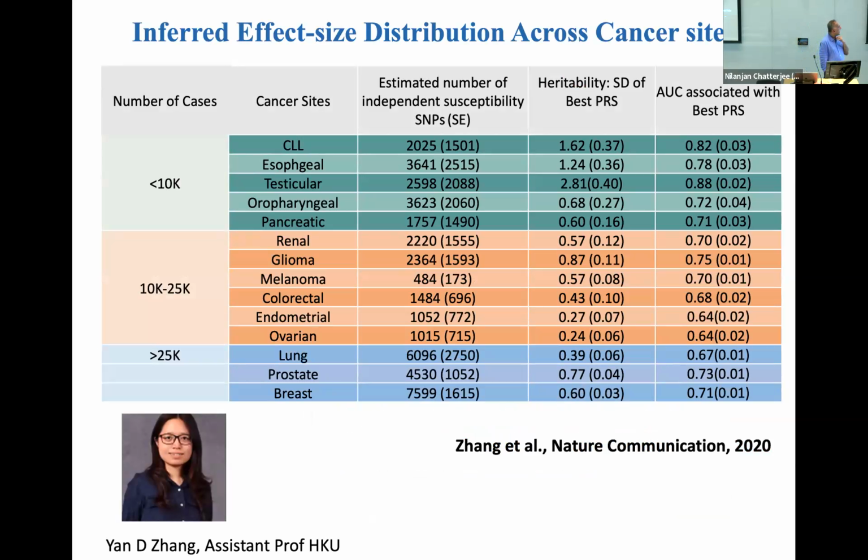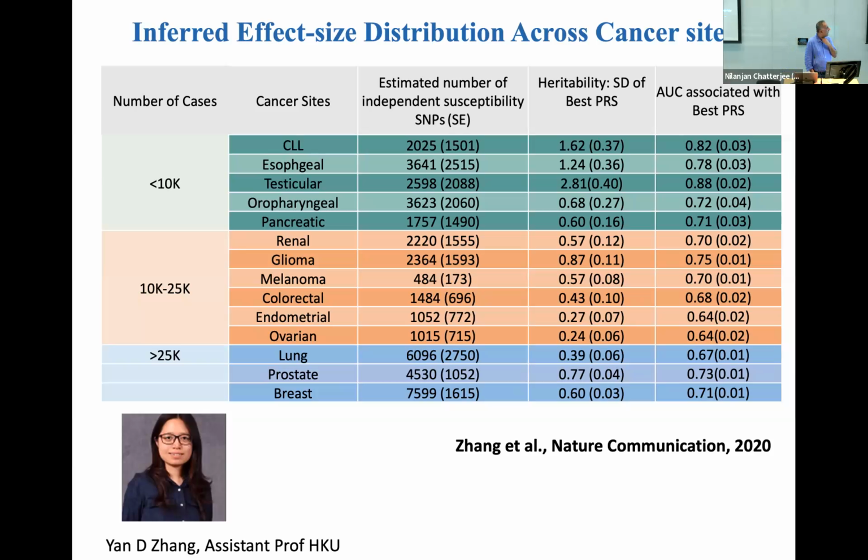And so on the second column, you see that across cancers, we estimated every cancer is very polygenic, right? Every cancer is associated with not only dozens or hundreds, but potentially thousands of these common genetic variants.